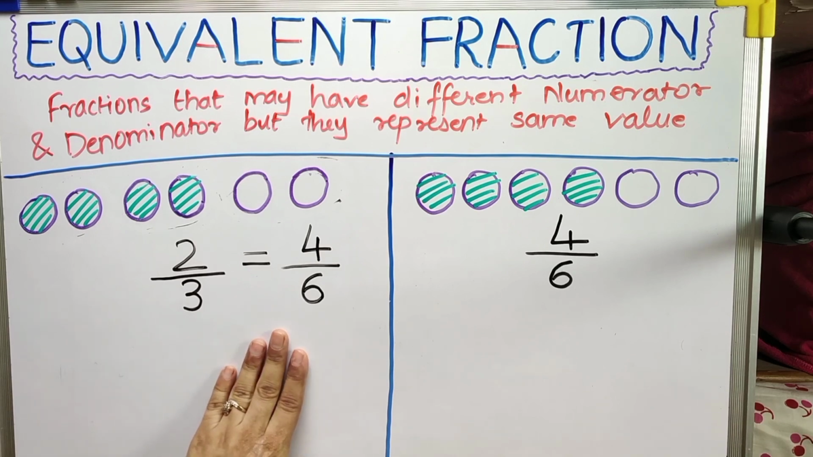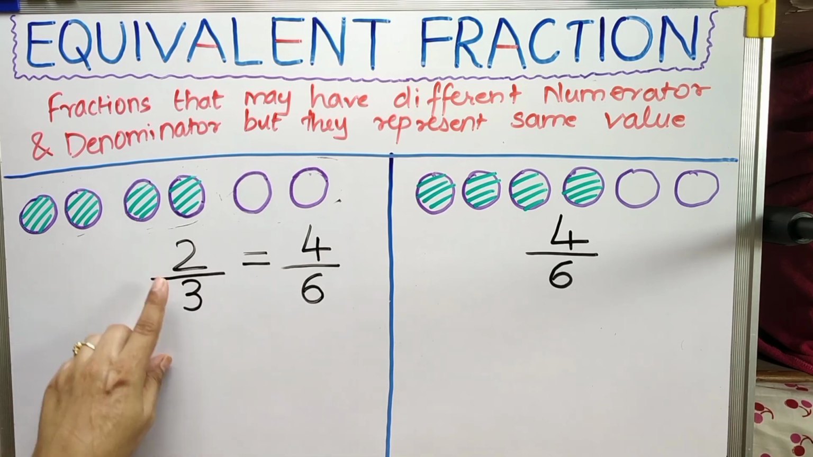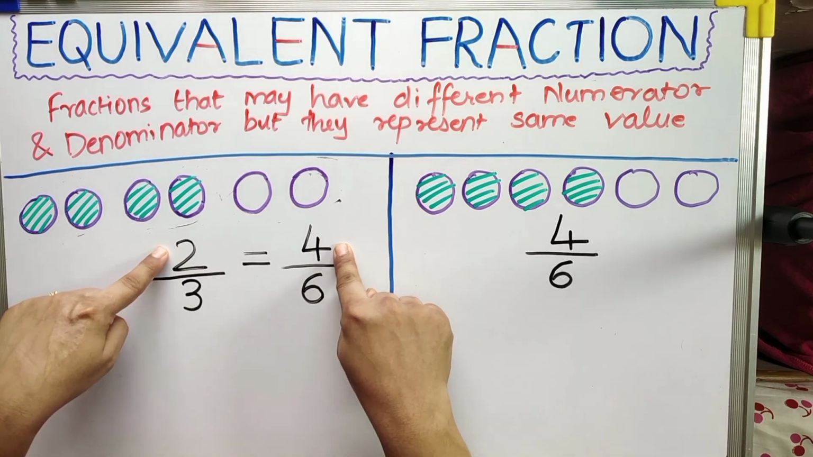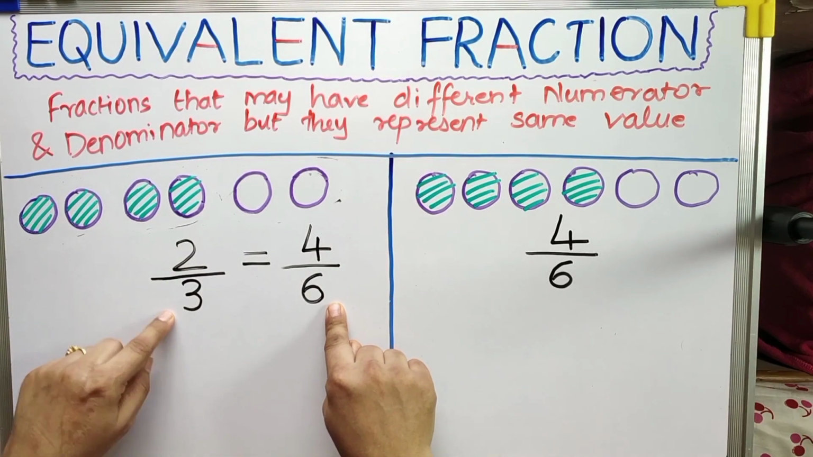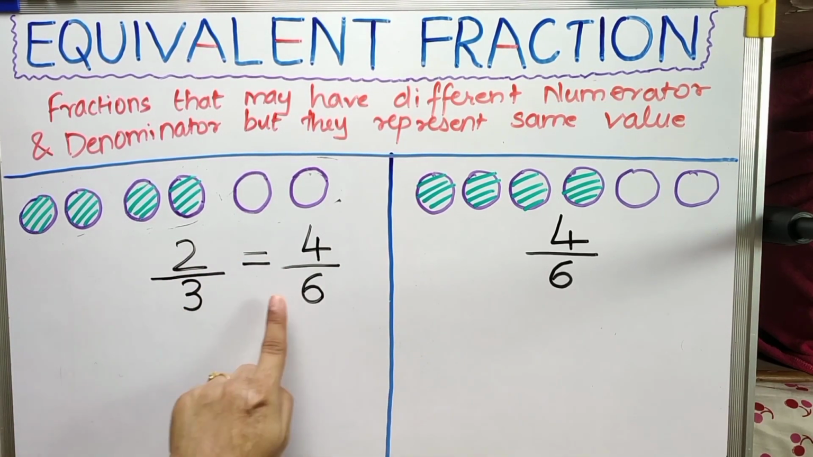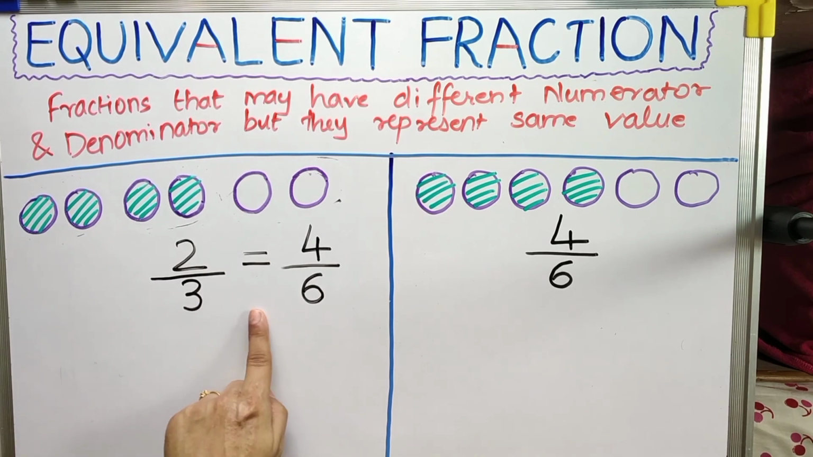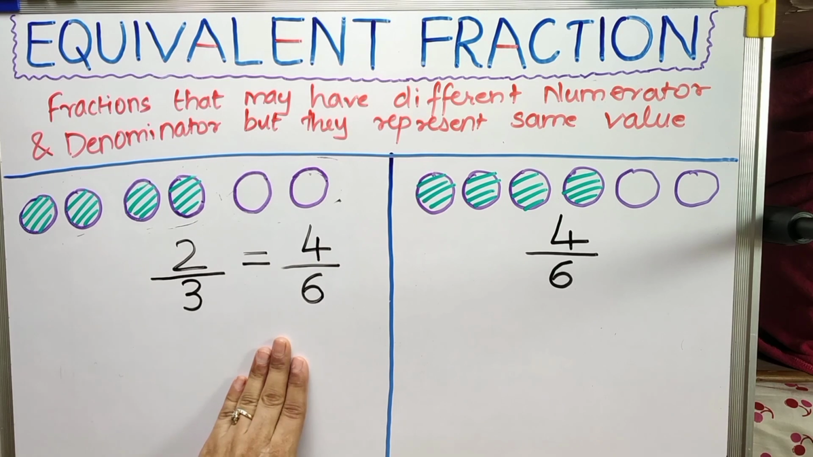Okay. So, clear with what equivalent fractions are? Fractions that may have different numerators or denominators but represent the same value. The values are the same, so they are known as equivalent fractions. Clear with what equivalent fractions are? Now, let us move ahead with how to find equivalent fractions.